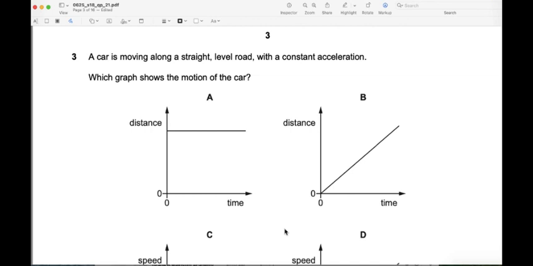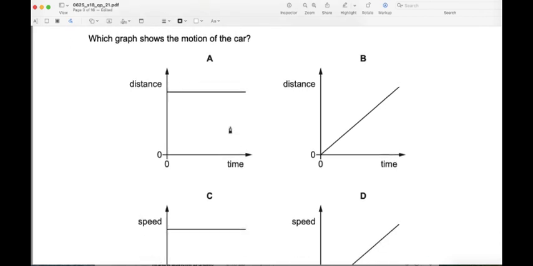Now, question number 3. Are we together? Let's see what we have in question number 3. A car is moving along a straight level road with a constant acceleration. Which graph shows the motion of the car?